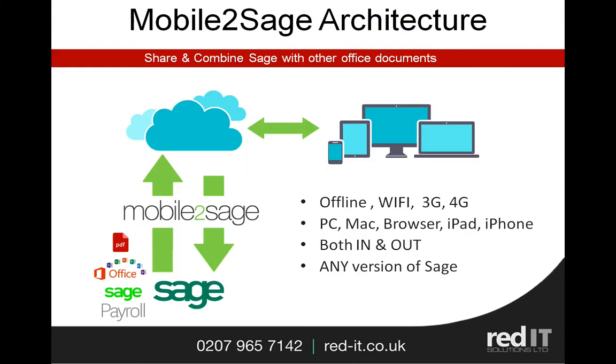So what's Mobile2Sage? Well, it's an architecture that allows you to share your information in your office with your remote workers, be it on a browser or an iPhone or iPad, and it works both online and offline, and in both directions. So it's very, very flexible.